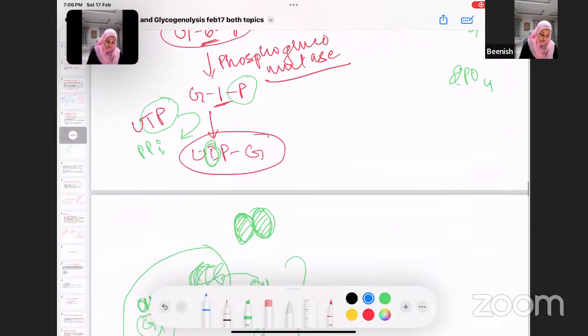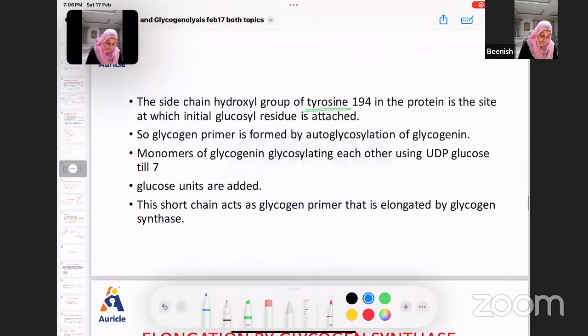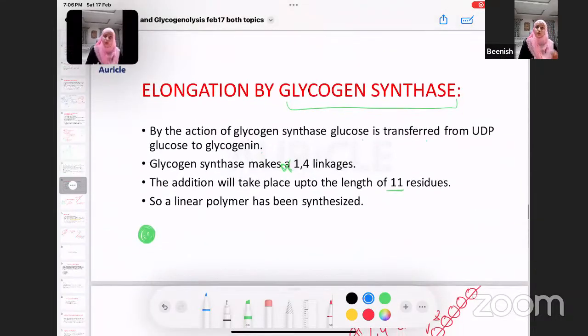Now what happens is, you need a primer. What was a primer? Glycogenin was a primer. What is glycogenin? We discussed. Now on this primer, the glucose from the UDP will be added by glycogen synthase and make it 11 residues long. Then after that comes the branching enzyme, which will transfer a 6 residue unit from the end to another point and create a branch. And the branch has alpha 1,6 linkages.